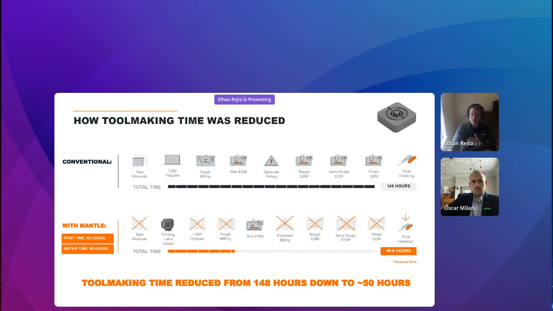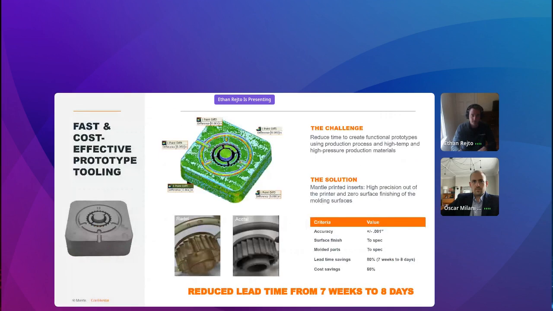And again, that insert can be printed in about 60 hours, but then it only needed a little bit of final finishing. They did a little bit of wire EDM for those ejector pins and things. So tool making down from 148 hours to 50 hours, the ability to produce this tool in house. And you can see some of the metrics here. I love looking at these graphs and seeing just how accurate these tools are. Accurate within 0.001, and really great savings here.